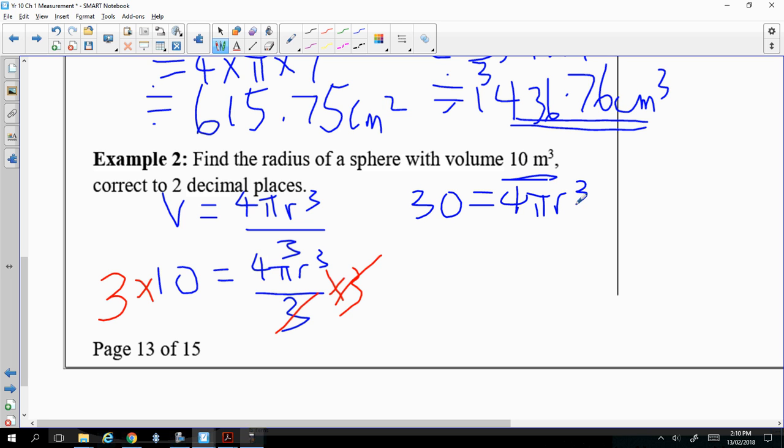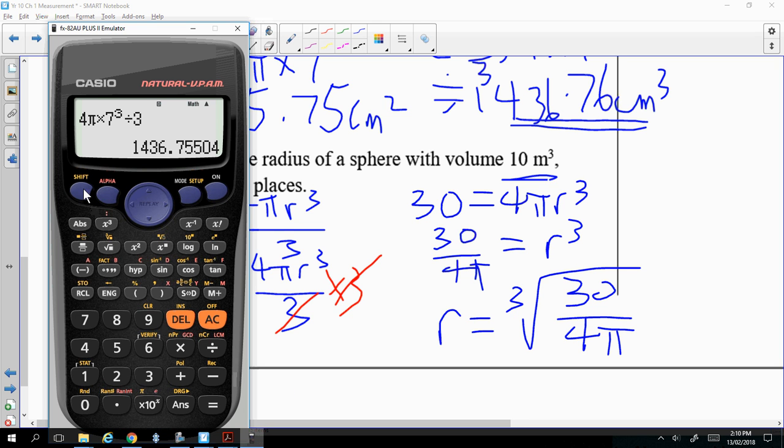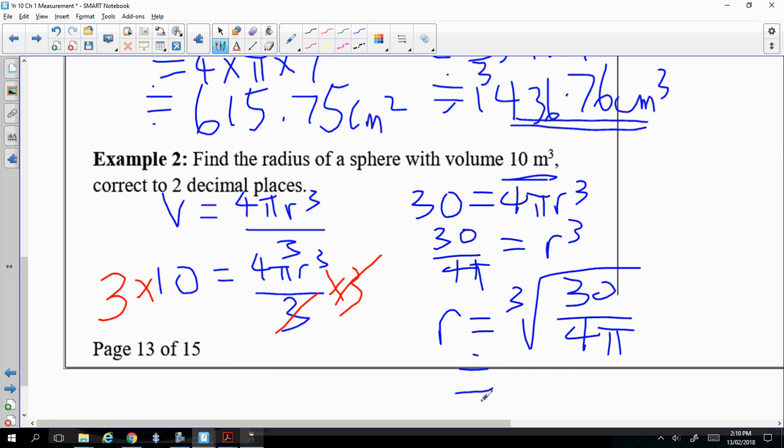Then to get r cubed, you divide by 4 pi. And then to get r, you have to cube root it on your calculator. There's a cube root button. Press shift square root to get the cube root, and then apply fraction 30 over 4 pi. You just type what you see. Correct to 2 decimal places, you will get 1.34. That's a length, so just m.